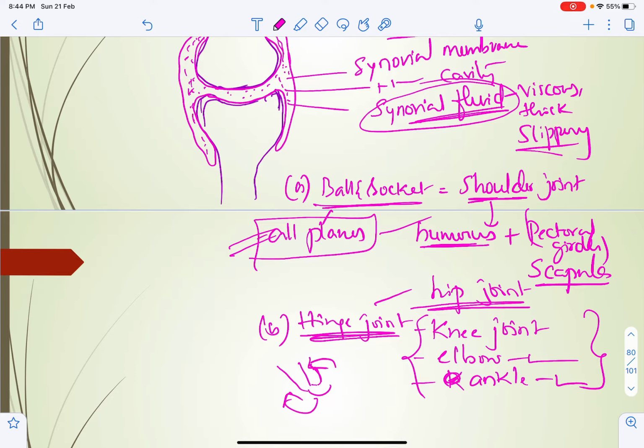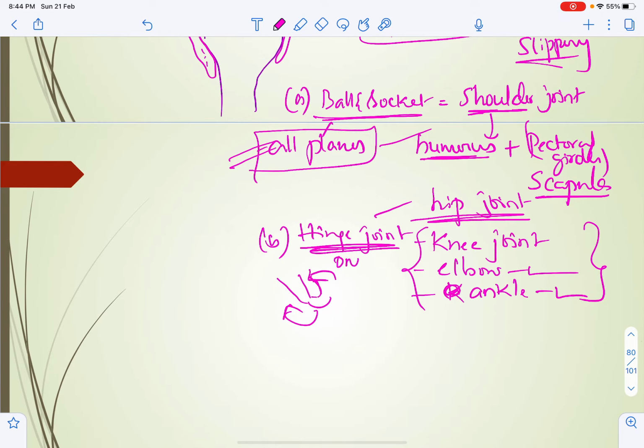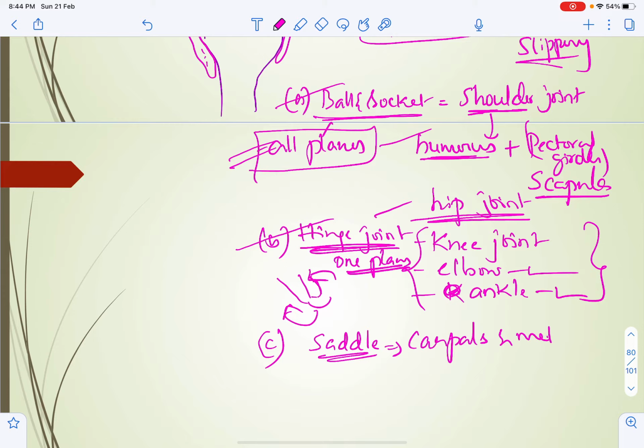So hinge joint moves only in one plane, movement in one plane. That is the thing you have to keep in mind. One is ball and socket joint, then hinge joint, and the saddle joint. Saddle joint will generally be there between the carpals and metacarpals. Carpals means wrist bone, metacarpals means the palm bone. So that too, mainly in this palm bone, carpals and metacarpals of the thumb, right? That is what you have to keep in mind.